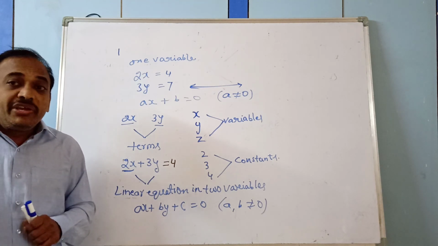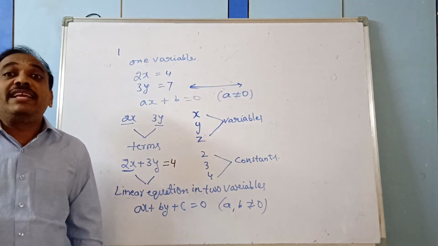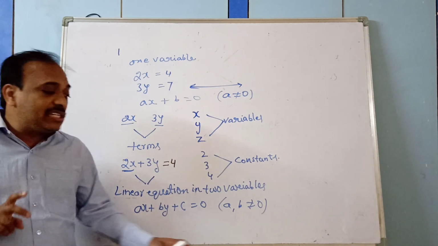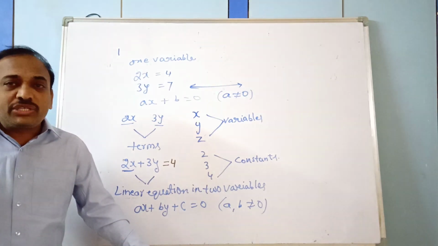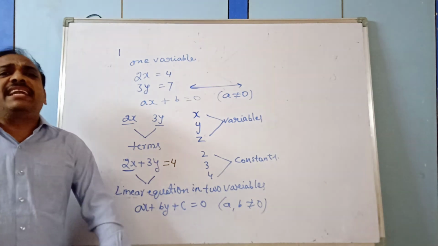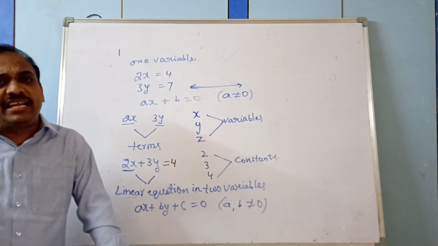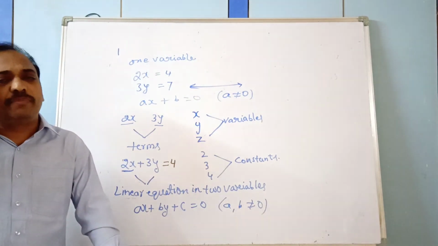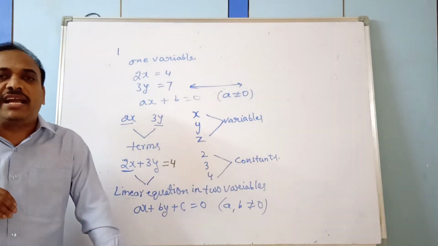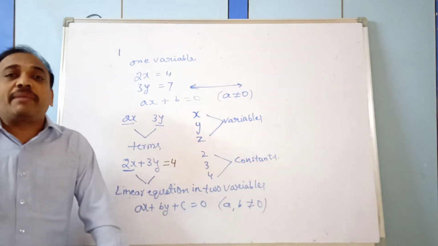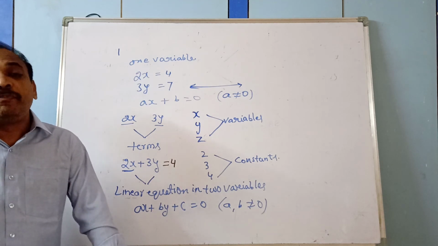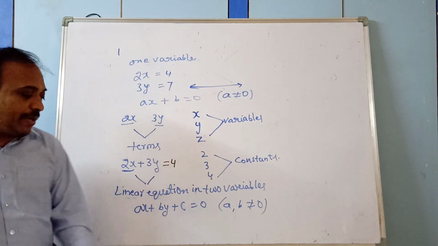But before that, you have one more word: pair of linear equations in two variables. Pair means two linear equations. Why do we say linear? That can be represented as a straight line. It may be passing through the origin, or it may be intersecting the x and y axes. So that equation can be represented graphically in the form of a line. That's why linear.